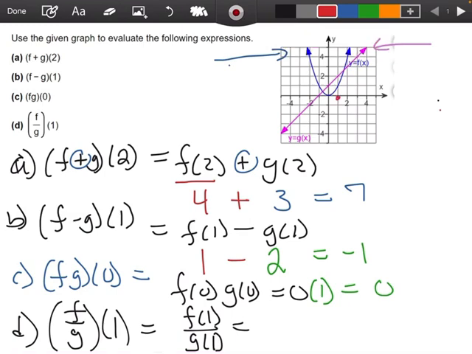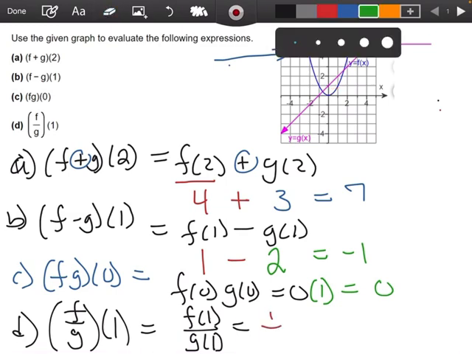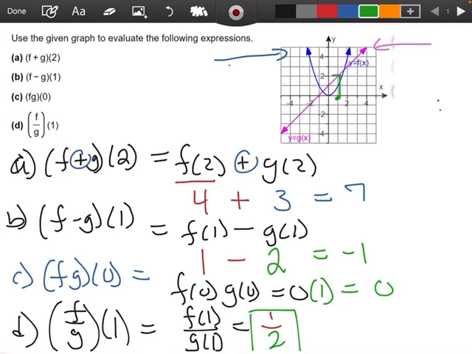Okay, here we are at 1. When I go up to hit the function f, y'all, we're coming up with the number 1, okay? Let's repeat that process, but for g, so I'm going to go here to 1, I'm going to go up, and I'm hitting 2, so my answer is 1 over 2.